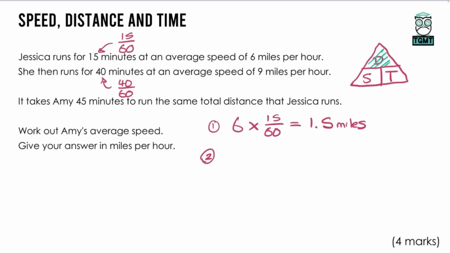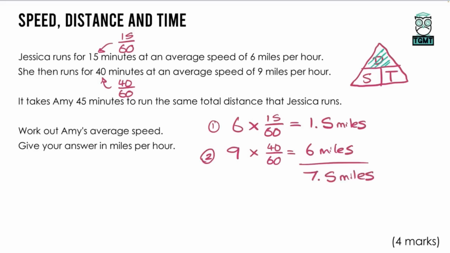Now in the second part, she runs for 40 minutes, an average speed of 9 miles an hour. So that's 9 as the speed, times 40 over 60, and again we'll just type that into the calculator, times 40 over 60, and that comes out as 6 miles. So in total, she has run 7.5 miles.